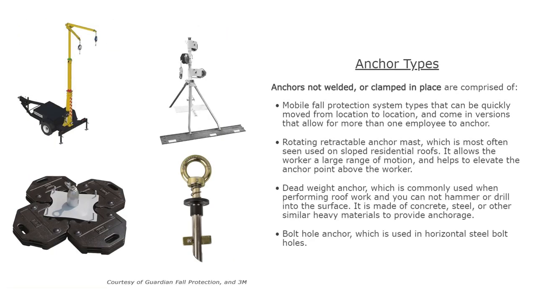Anchor types. Anchors not welded or clamped in place comprise mobile fall protection systems that can be quickly moved from location to location, and come in versions that allow for more than one employee to anchor. Rotating retractable anchor mast, which is most often seen on sloped residential roofs. It allows a worker a large range of motion and helps to elevate the anchor point above the worker. Deadweight anchor, which is commonly used when performing roof work and you cannot hammer or drill into the surface. It is made of concrete, steel, or similar heavy material to provide anchorage. Bolt hole anchor, which is used in horizontal steel bolt holes.